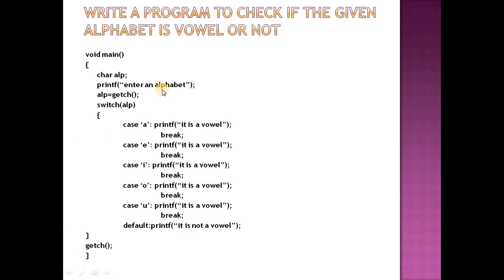Okay, we'll take one more example. Suppose ALP is equal to I. So ALP, case A matches with I? No. E matches with I? No. Case I matches with I? Yes. So then printf, it is a vowel, will get printed on the screen. And with the break statement directly the control will jump to this curly bracket and end of the switch statement, end of the program and with getch.